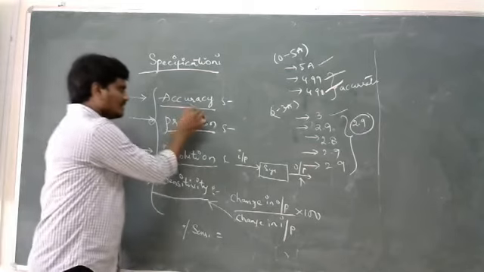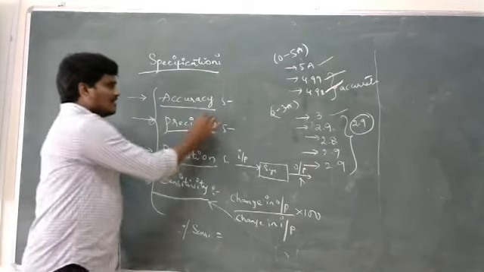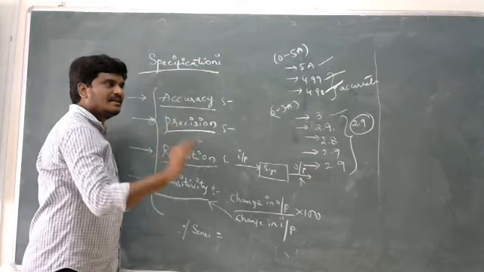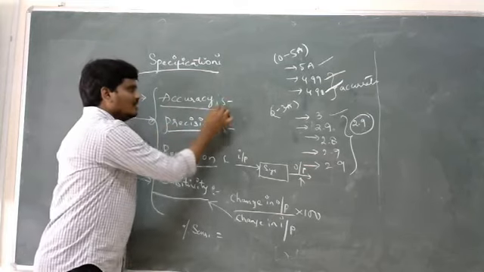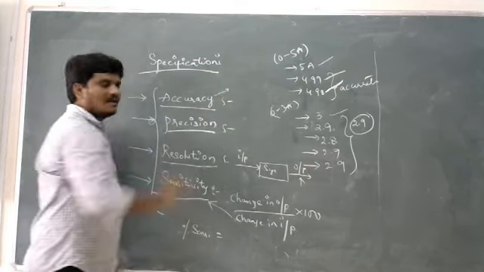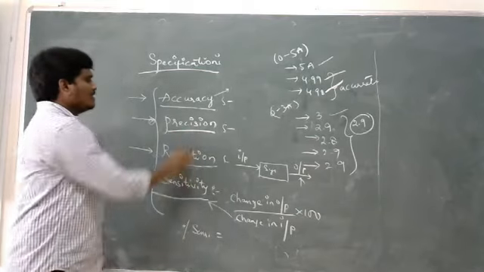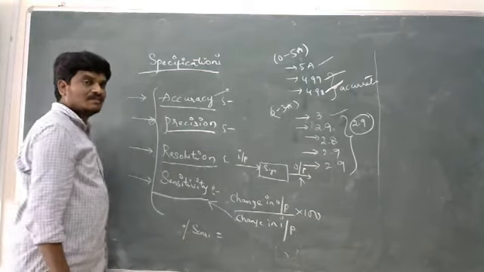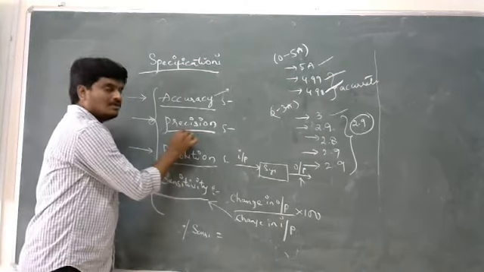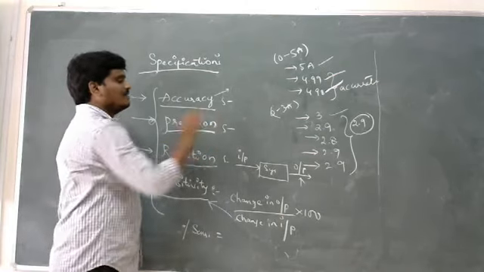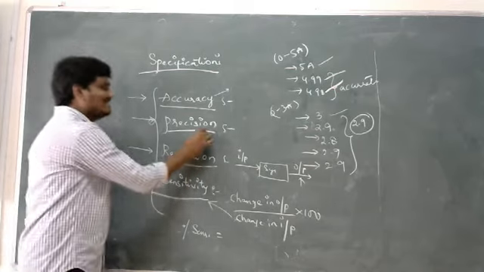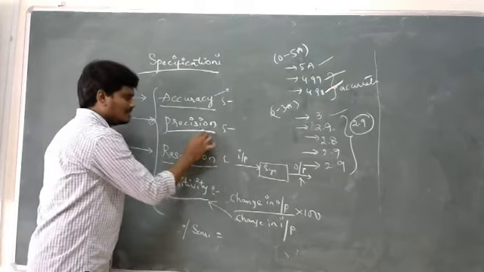I am going to define accuracy again. The value which is nearer to the true value of the instrument is called the accurate value, or accuracy. Coming to the next factor, precision. The most repeatable or reproducible value of that instrument is called the precise value, or precision.